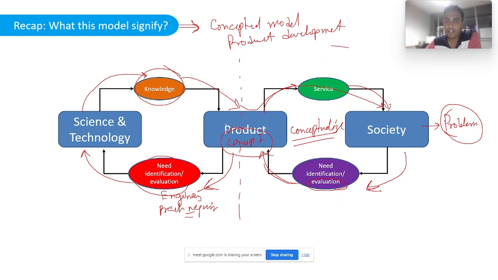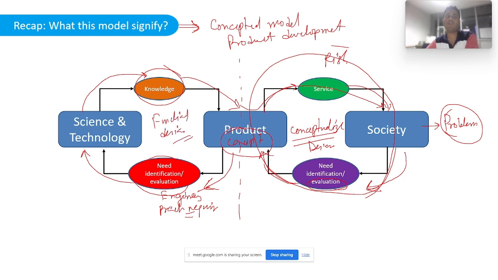The right side circle is called conceptual design, and the left side circle is called functional design. So this is what this particular model signifies. Clear? Yes, sir.